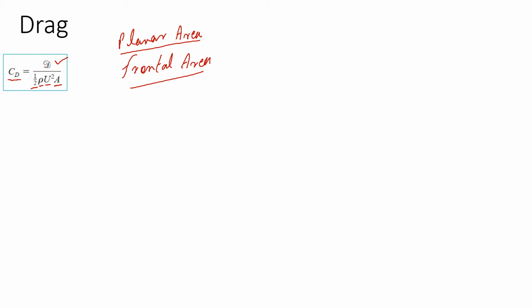Planar area, if we are looking from the top at our object that is immersed in a fluid, and frontal area if we are taking the front view, or looking at it in the direction parallel to the flow, and in this case we'll be looking at it normal to the flow or from the top. So these are the areas. We will discuss it a little bit more when we talk about the shape dependency of the drag force, and this is represented in terms of the drag coefficient.